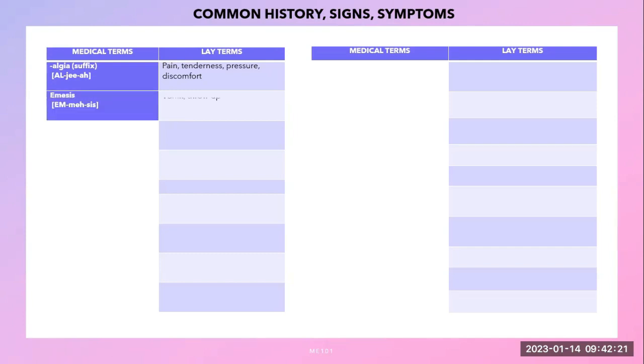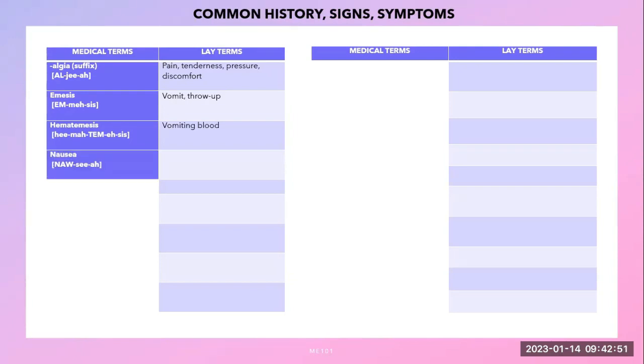Emesis. Emesis means vomit, you're throwing up. Okay. Hematemesis, what does it mean? Vomit blood. Yeah, so I can break it down for you. Hemato means blood, and emesis means you vomit. So hematemesis means you vomit blood. Nausea means you feel like gurgling, not vomiting, but ready to vomit.